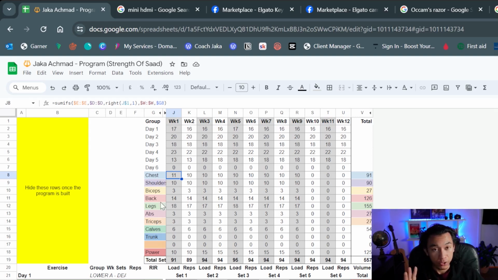So that's training splits. There's also push, pull, legs. There's half body splits. What I would say is simpler is better. There isn't one magic split that's going to enhance your progress. It's what allows for recovery.